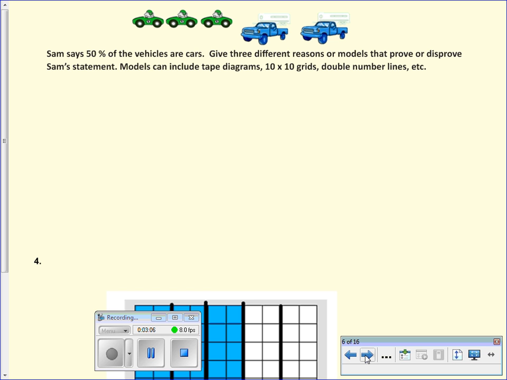All right, let's take a look at the next one. Sam says 50% of the vehicles are cars. Give 3 different reasons or models that prove or disprove Sam's statement. Models can include tape diagrams, 10 by 10 grids, double number lines, etc. Okay? So first, let's take a look at that fraction. Look at it as a fraction. Okay. So 50%.